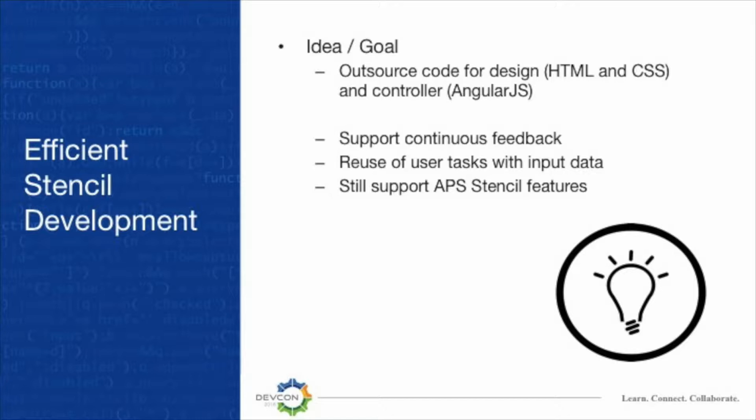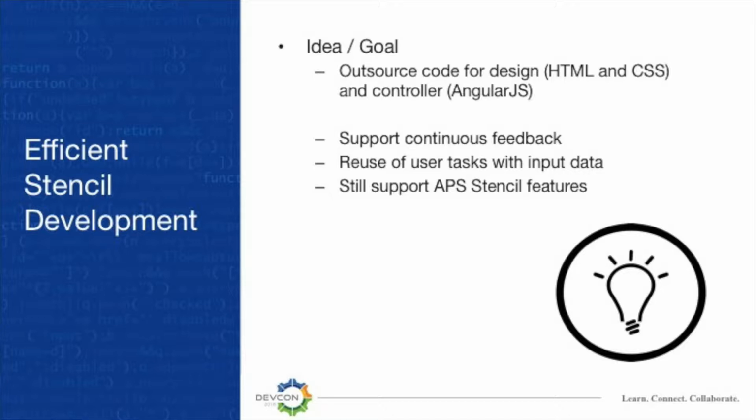What does this mean? Supporting continuous feedback means that whenever we change the code for the design and the controller in these files, we want to see the change directly in our running APS instance without going around the cycle, without starting a process, publishing the app and so on. I want to see the feedback directly, so I can inspect the result of my change.